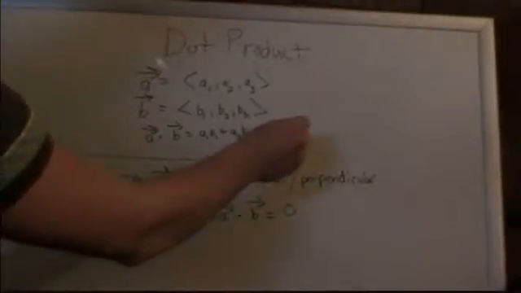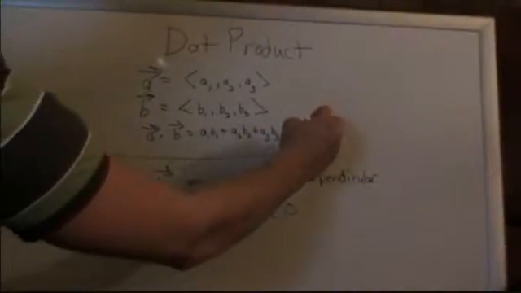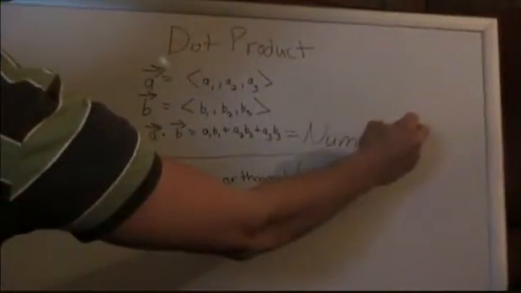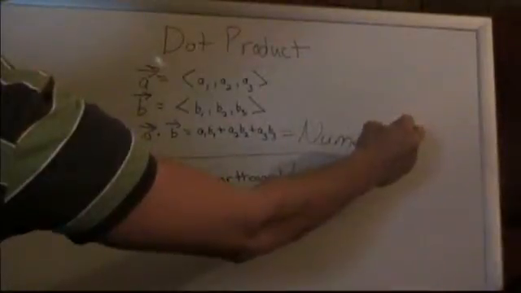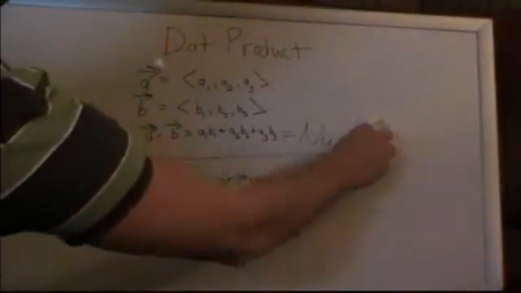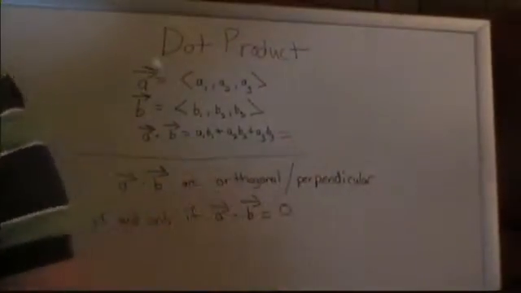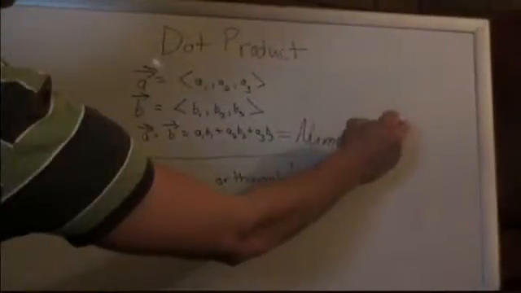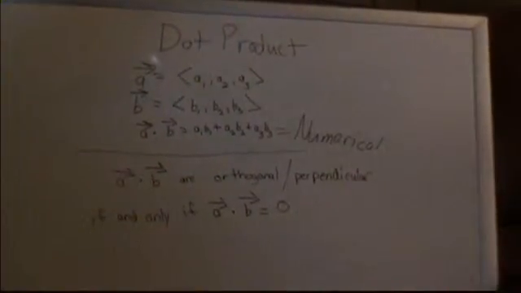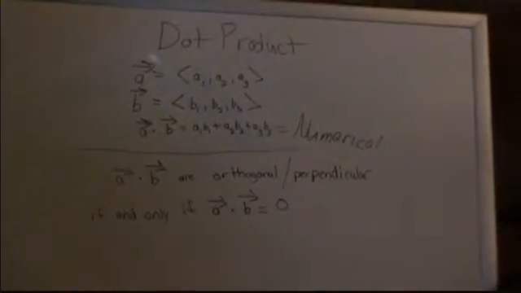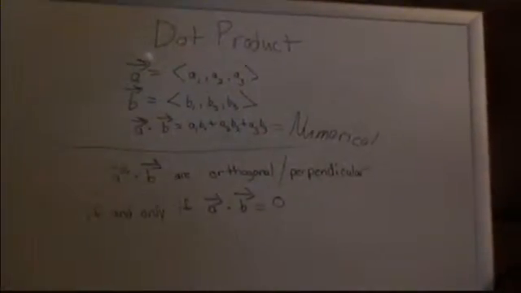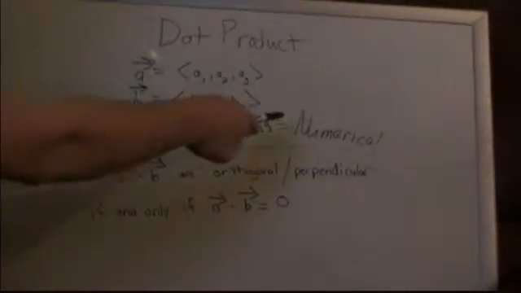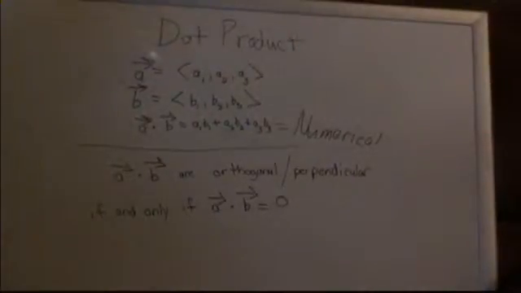One thing I wanted to mention is that this is going to equal a numerical answer. Now, most other things you do with two vectors, it's going to come out as another vector or a different vector. And so one thing I wanted to mention is you do get a numerical answer from the dot product.